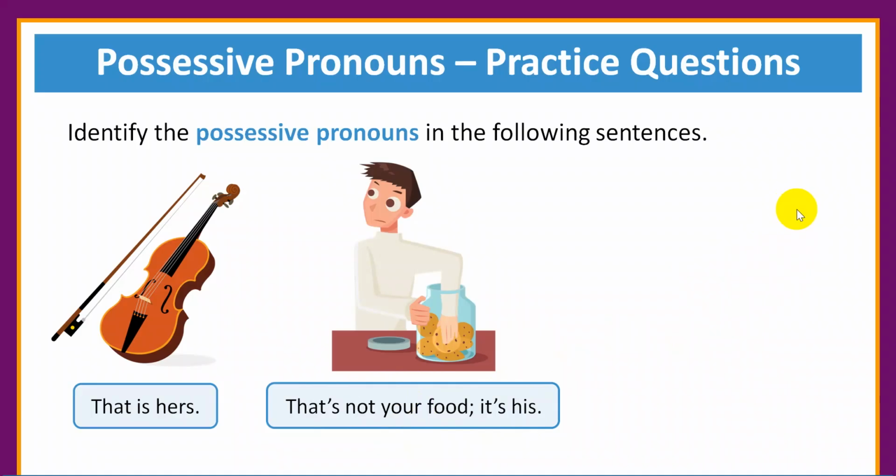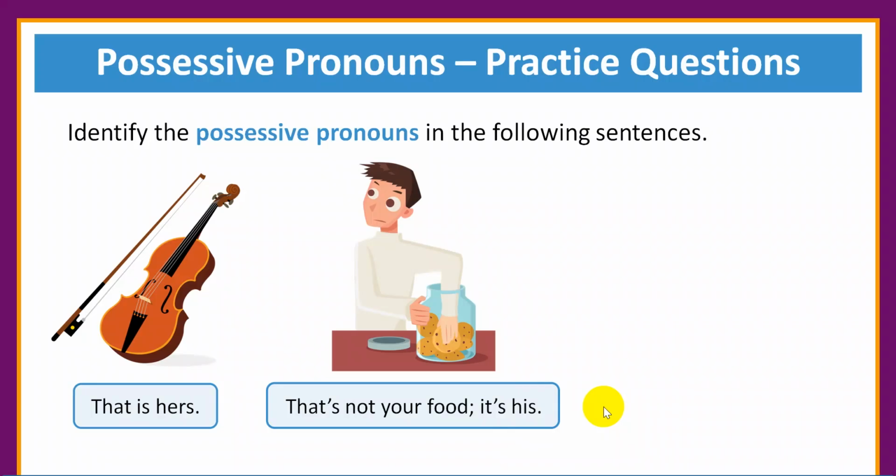What is the difference? The possessive adjective is followed by a noun, like your food, my book, your dress, his pen, while the possessive pronouns are not followed by a noun. So we say it is his, not it is his book, not it is his food. If we said it is his food, this is a possessive adjective.